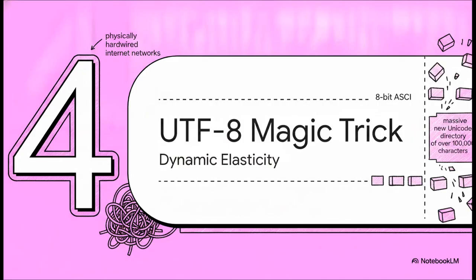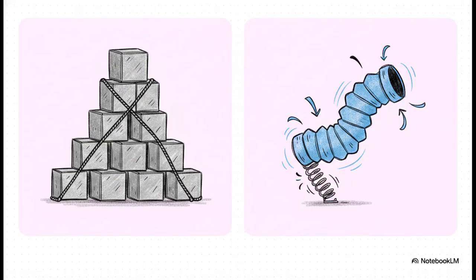Part 4. The UTF-8 magic trick. But here's where we run into a multi-billion-dollar problem. How on earth do you transmit this massive new Unicode directory of over 100,000 characters without breaking the entire internet? You couldn't just force everybody to upgrade their physical hardware to a 16-bit or 32-bit system. Global infrastructure would have literally collapsed overnight. The answer was the UTF-8 transformation format.